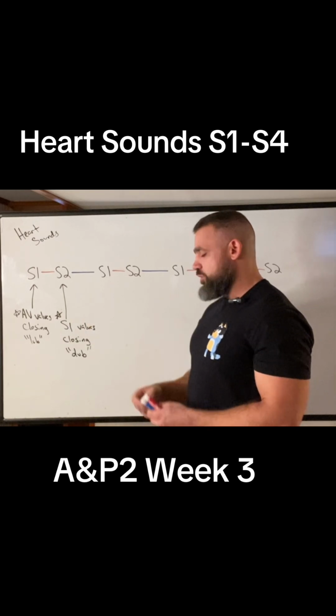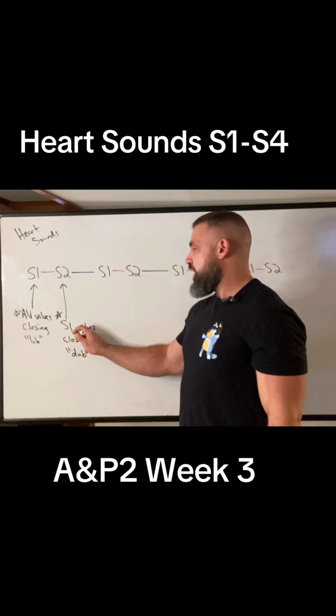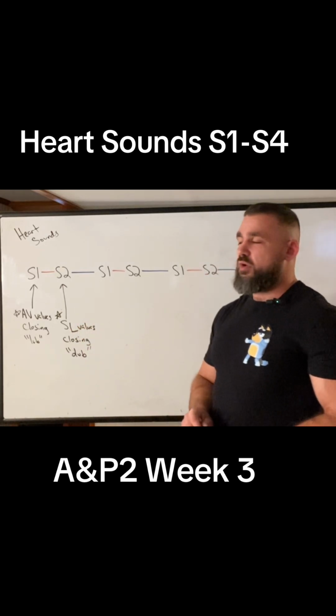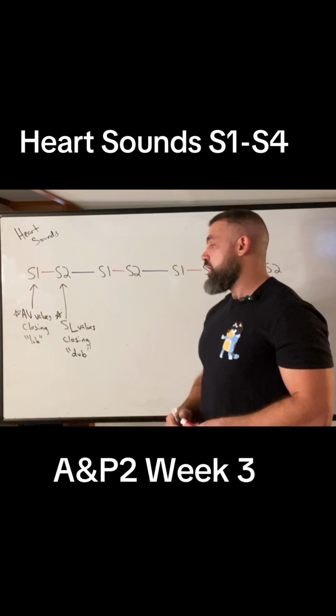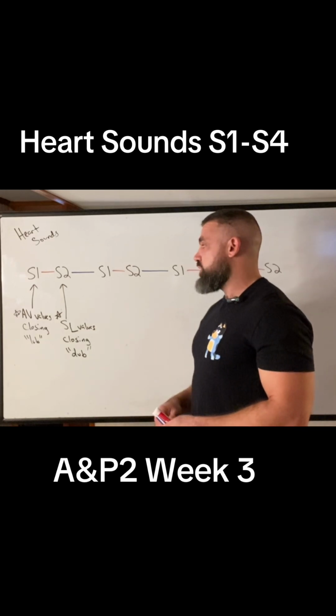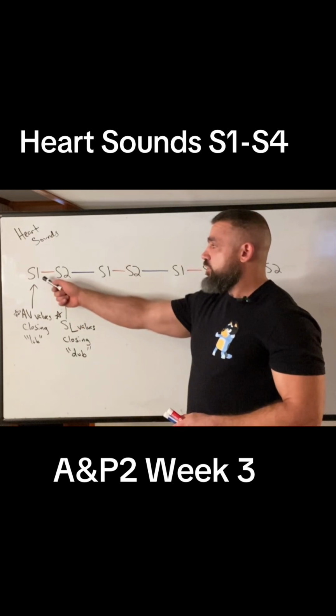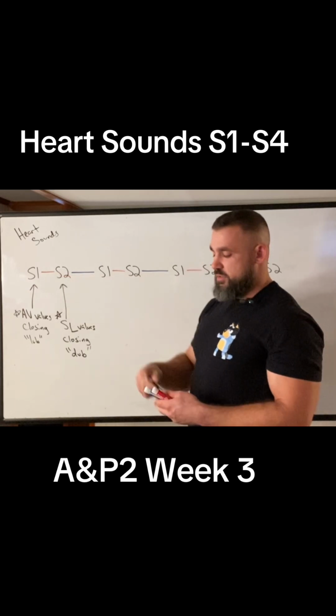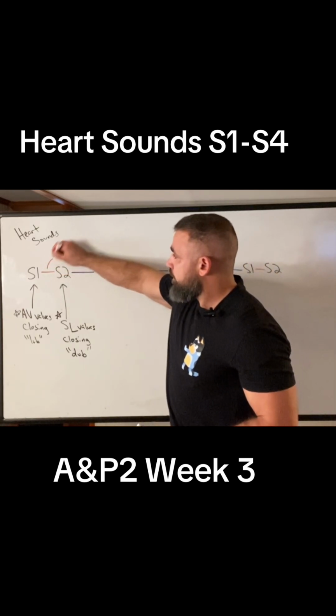Now, S2 is due to the semi-lunar valves closing, so pulmonic valve on the right, aortic valve on the left side of the heart, and that creates a turbulence of blood, and we hear the dub sound with the stethoscope. And we can see here between S1 and S2 is systole. So this represents systole.